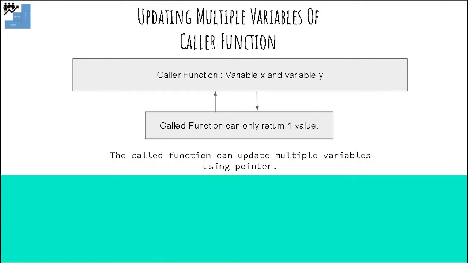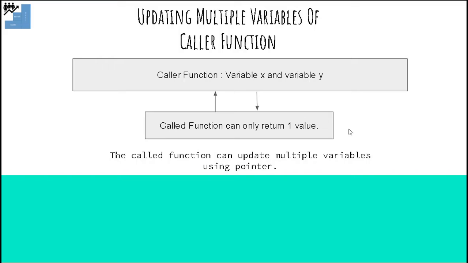Let's move ahead and look at another aspect of the pointer, which is updating multiple variables of the caller function. Let's suppose that this is the main function, and the main function calls this function and wants that two of its variables be updated by this particular function. Now, in C language, a function can only return one value. So what if this function wants that multiple values should be updated? Here again, pointer comes to our rescue.